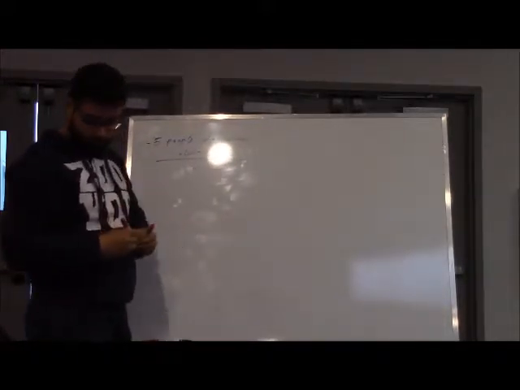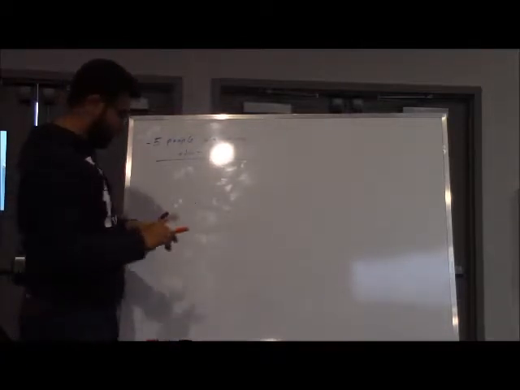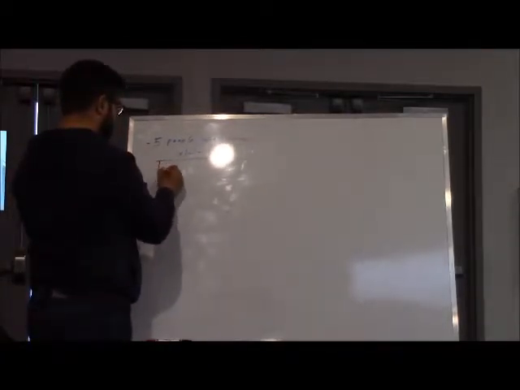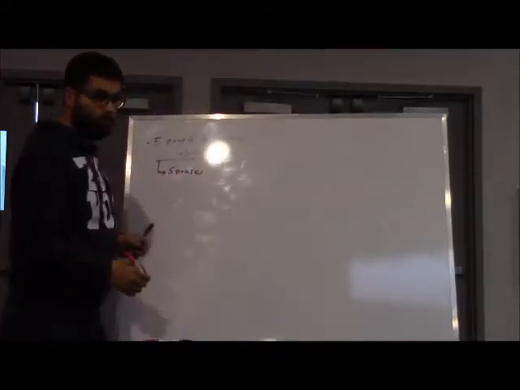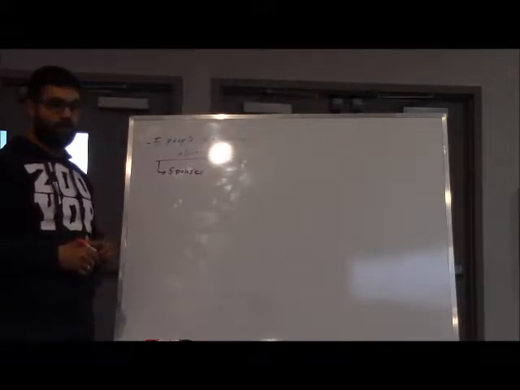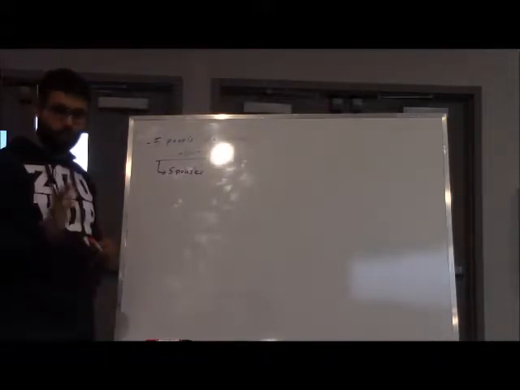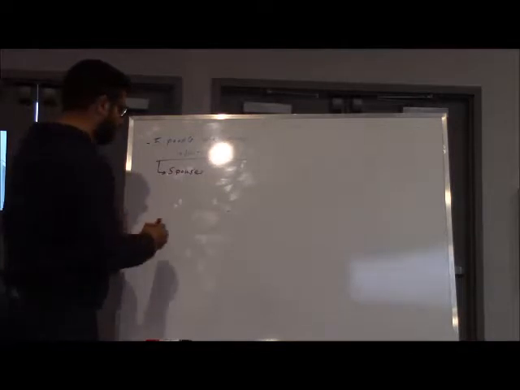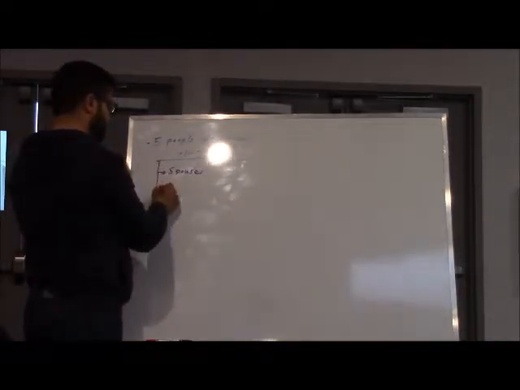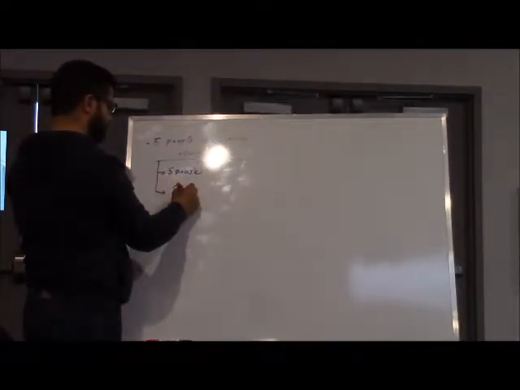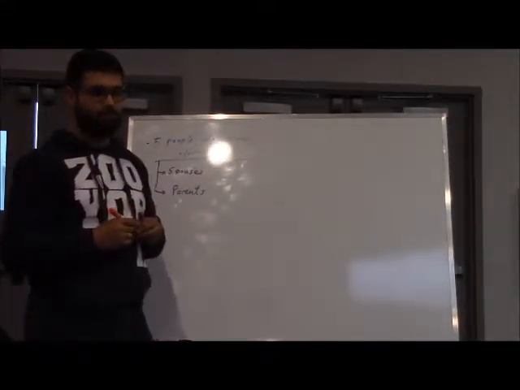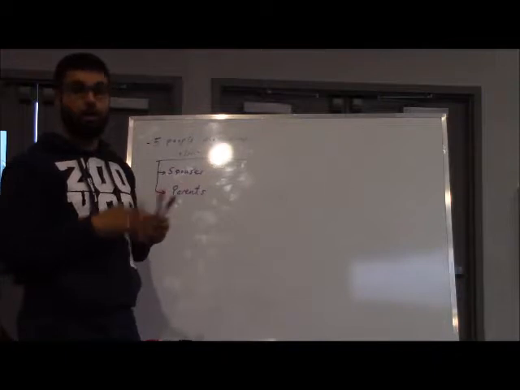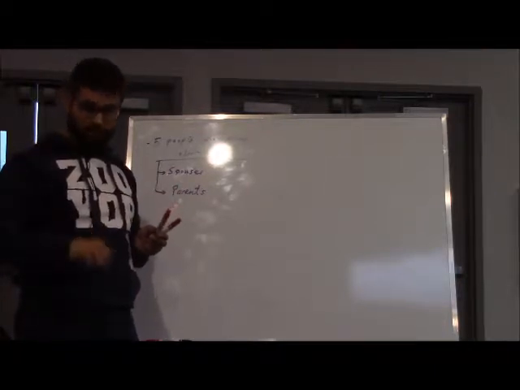So the first one, az-zawjan, spouses. All right. So if your wife passes away, you will always inherit, and if you pass away, she will always inherit. So that's 2. Parents. Your mom and your dad will always take some amount of your inheritance if you pass away. Always. If they're alive, they're going to get some.